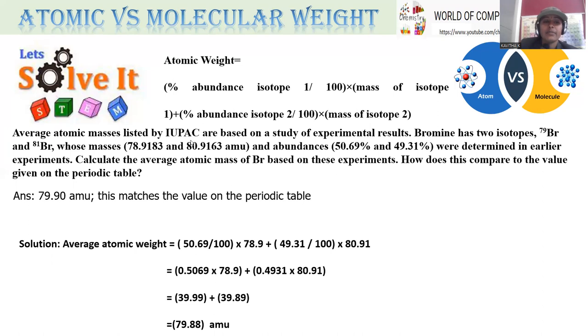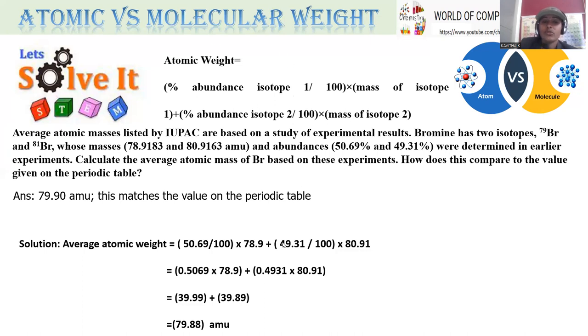Average atomic masses listed by IUPAC are based on the study of experimental results. Bromine has two isotopes, bromine 79 and bromine 81, whose masses are 78.9183 and 80.9163 atomic mass units, and abundances are 50.69 and 49.31, almost equal abundance, as determined in earlier experiments. Calculate the average atomic mass of bromine based on these experiments. How does this compare to the value given in the periodic table?